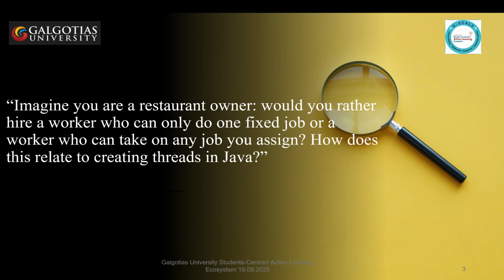Imagine you are a restaurant owner. Would you prefer a worker who can do only one fixed job or a worker who can perform any task you assign? This is exactly the idea behind thread creation in Java. Using Runnable is like assigning tasks dynamically, while extending Thread tightly couples the worker and the task. We will understand this deeply as we proceed.